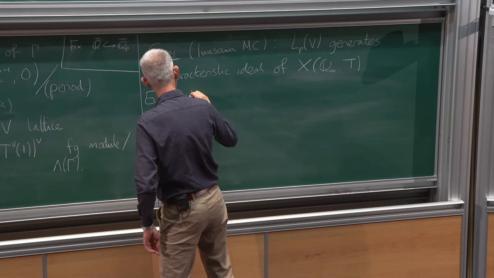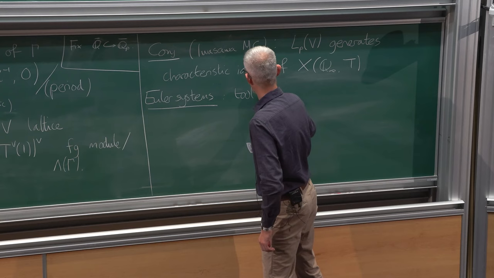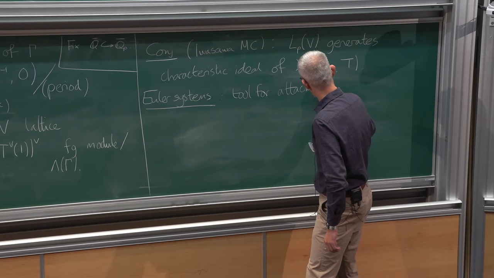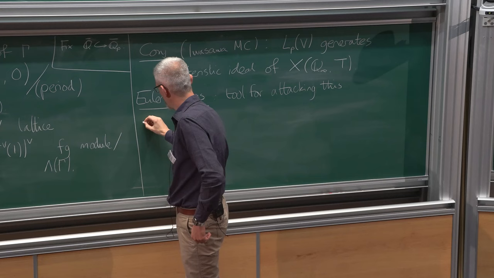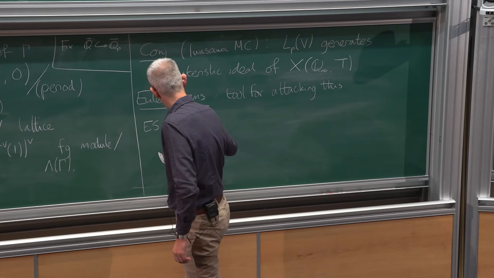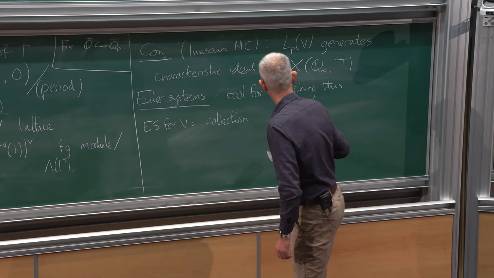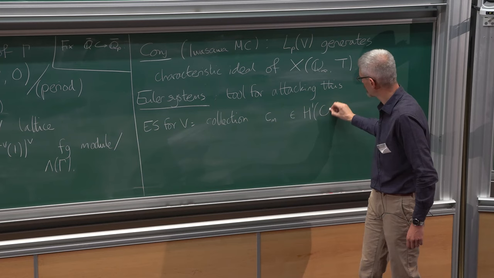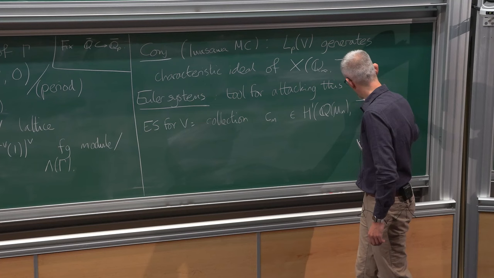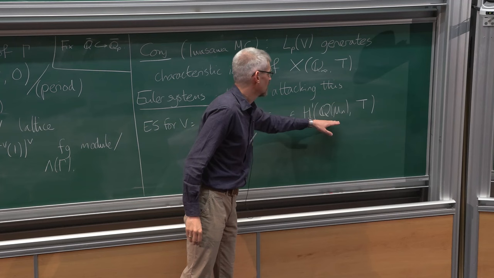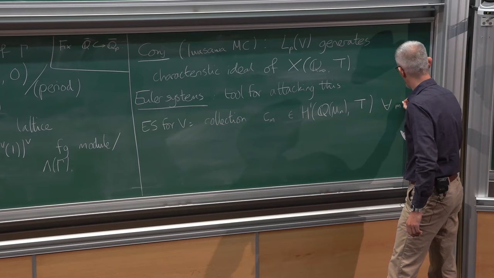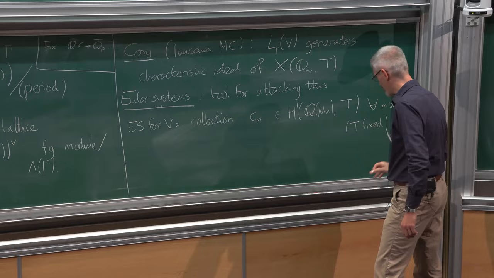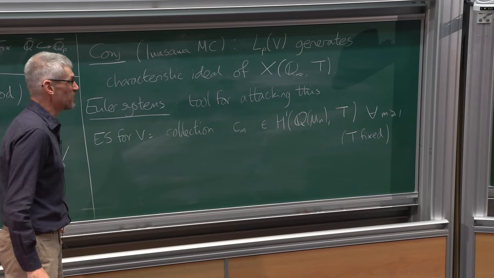Euler systems, our tool for attacking this conjecture. An Euler system for V, as above, is going to be a collection of classes c_m in H^1 of T, so some fixed lattice, but over varying cyclotomic fields. So it's very important that you control the denominators uniformly with respect to m. You can't have different T's as m varies.